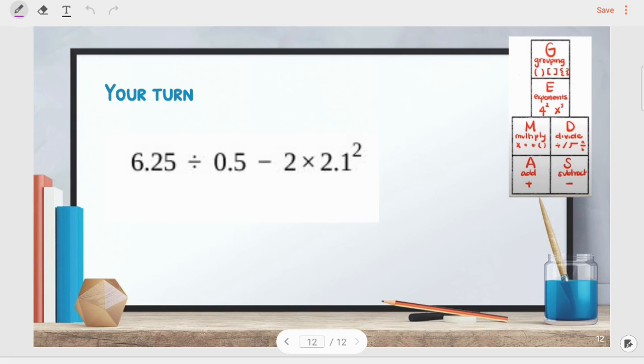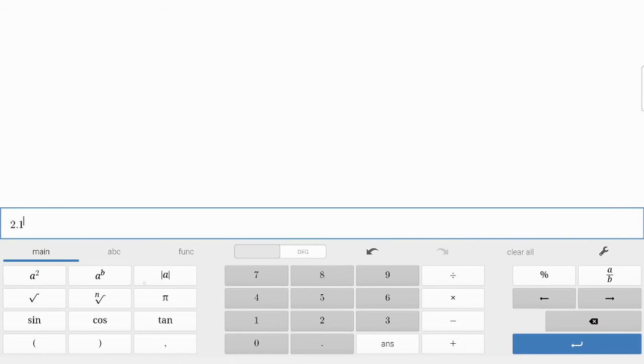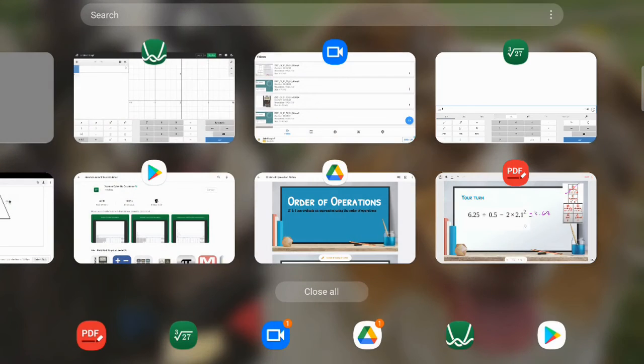Okay, this last one is on your own. Take a second and see if you can figure this one out. Pause the video and press play when you're ready to check your answer. All right. The answer for this problem is 3.68. Remember, we are going to do any grouping symbols first. I don't have any. Any exponents next. 2.1 to the second power is 4.41.